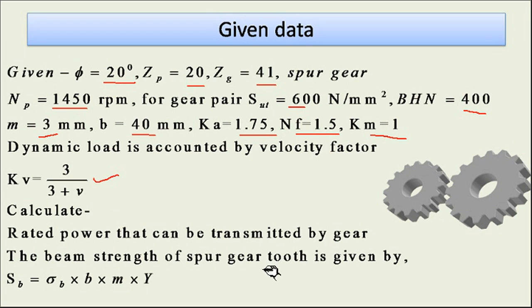So the beam strength for the spur gear tooth is given by the equation SB is equal to sigma B into B into M into Y. Since you have to calculate the rated power, first we will calculate the beam strength, then we will calculate wear strength, and then we will compare; whichever is minimum of the beam strength and wear strength will be equated with the product of effective load and factor of safety. So let us calculate sigma B, B, M and Y, all these values.